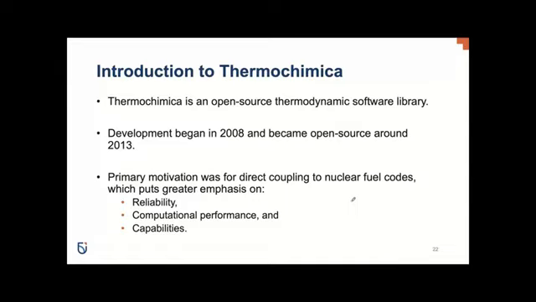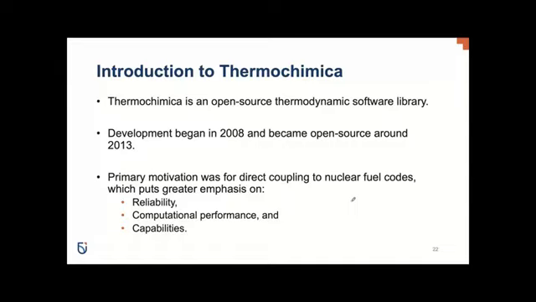It's very different when you start putting that into, let's say, a fuel performance code, where instead of calling it a handful of times, now you might be calling it billions of times. So it puts the emphasis on a bit of a different area, which I think is worth keeping in mind. So the focus and the emphasis of the work has been on reliability, computational performance, and capabilities.